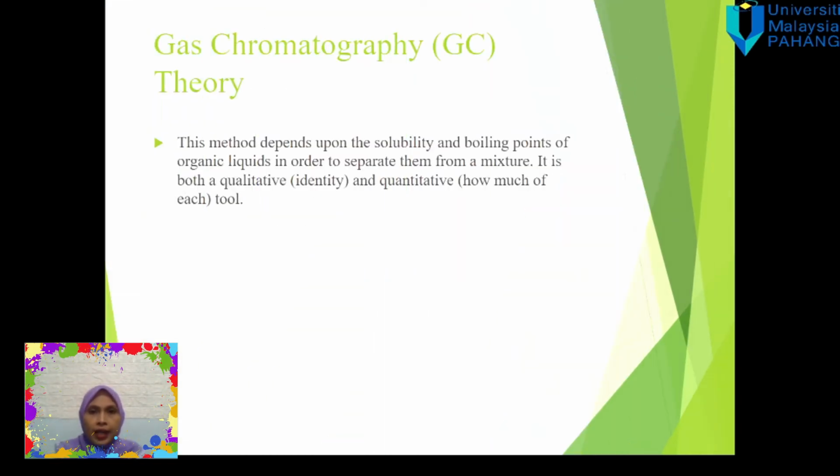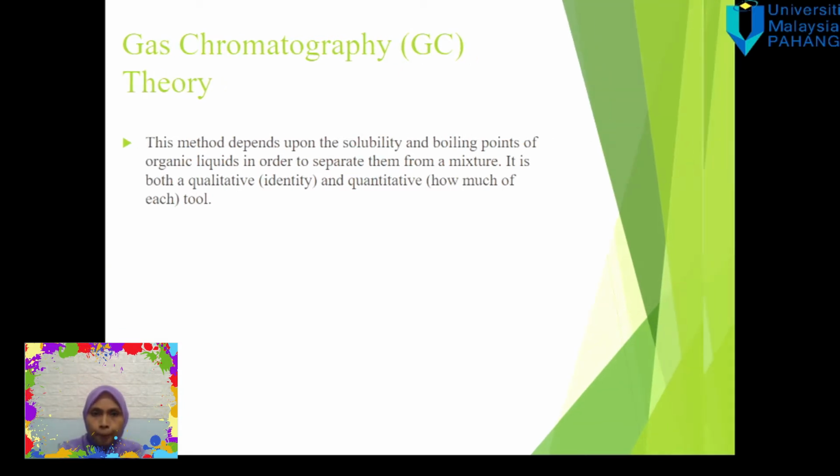Let's understand the gas chromatography theory. Gas chromatography separation is based on the solubility and boiling point of organic liquids in order to separate them from a mixture. The basic principle of GC is based on solubility and boiling point. It is both qualitative and quantitative, like other chromatography.